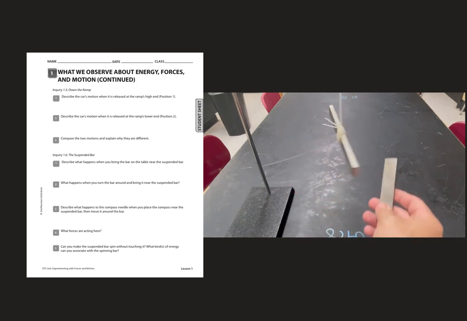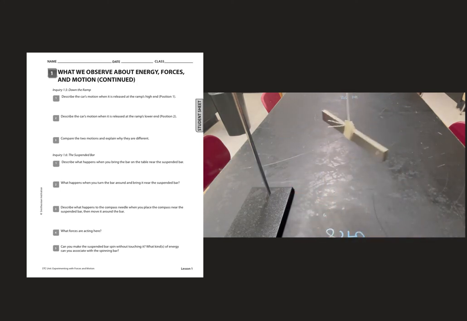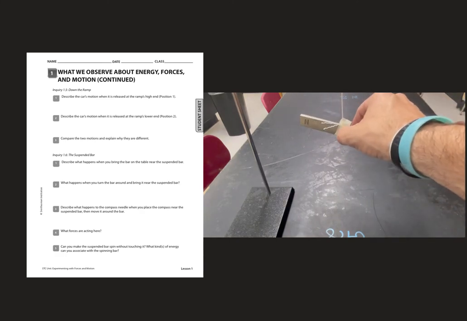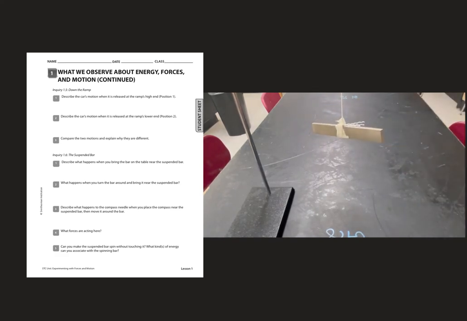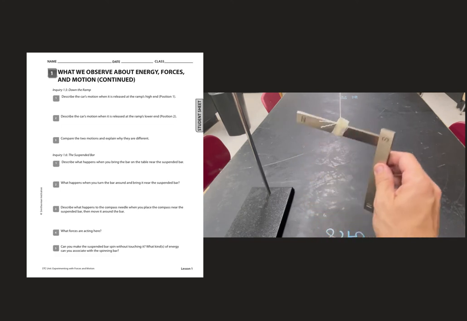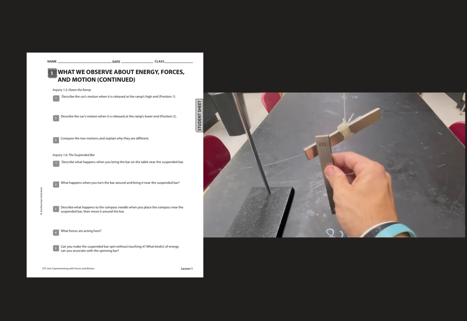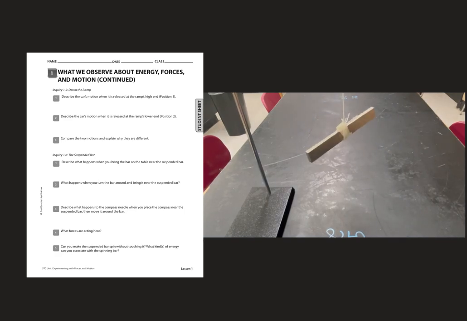Turn bar 1 around and bring it near the suspended bar. Stabilize it again. Watch what happens when I'm gonna let it stabilize. All right, watch what happens. What happened there? Stop it. Oh, look. All right, make note of what happens.